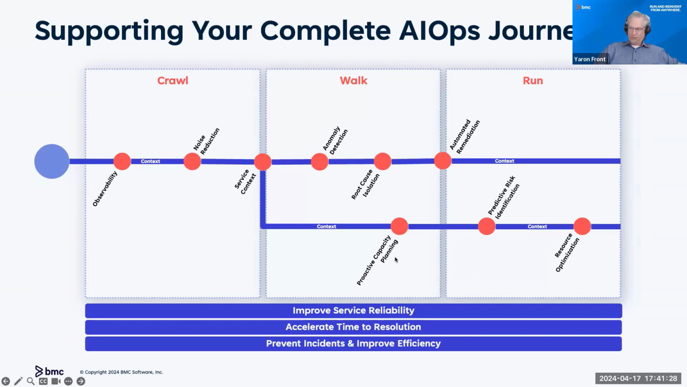The second stage would be, okay, so now I know what's going on. I've reduced the noise. I see the information in the service context. Now I want to start making sense of it. And that's where capabilities like anomaly detection and root cause isolation come in, and proactive capacity planning. So being able to plan for the future. The next one after that is you want to be able to automate remediation and use predictive services in order to prevent future occurrences of issues that may impact users.